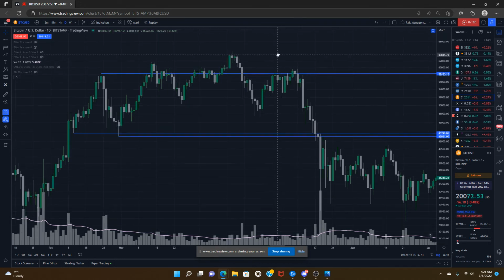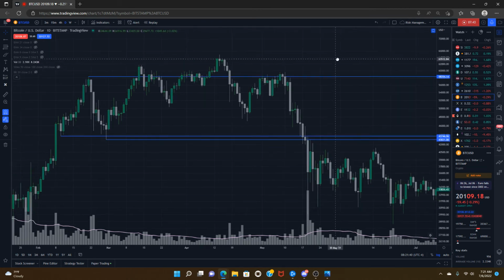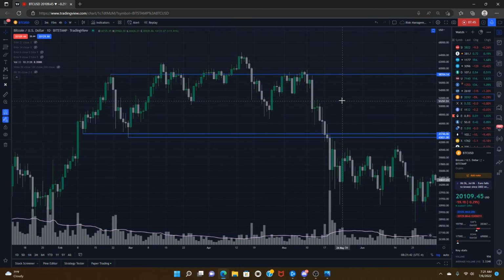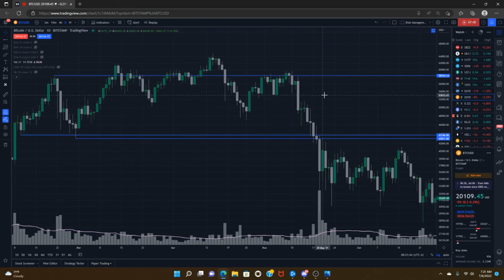Sometimes it can take a good deal of time for these things to play out because, for example, with this one, the structure starts to break down, really, here, so April 18th, 2021. So it does take a few weeks to play out, and that can be a little bit frustrating and a little bit nerve-wracking.